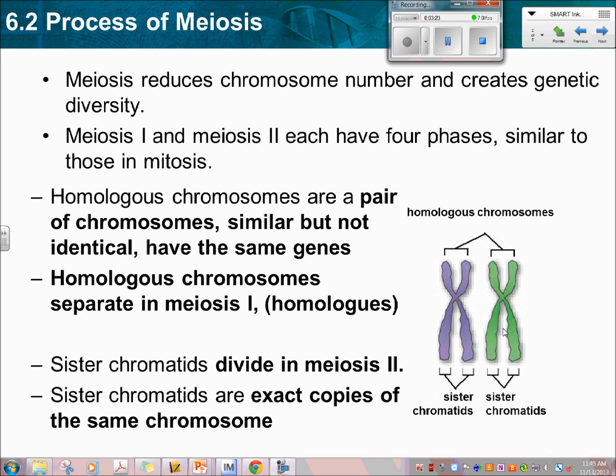Now, sister chromatids, this is a sister chromatid to this. Are they exact copies? Yes. Because how did the sister chromatids come to exist? The DNA copied itself. So you got an exact copy. It doubled up, okay, in the S phase.